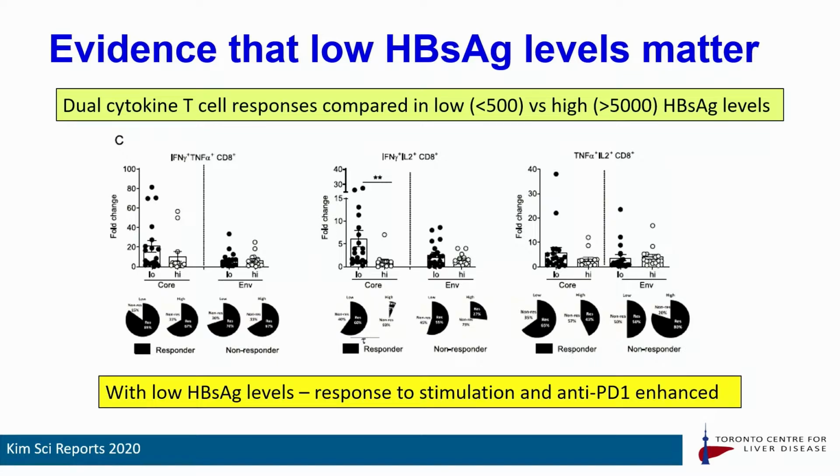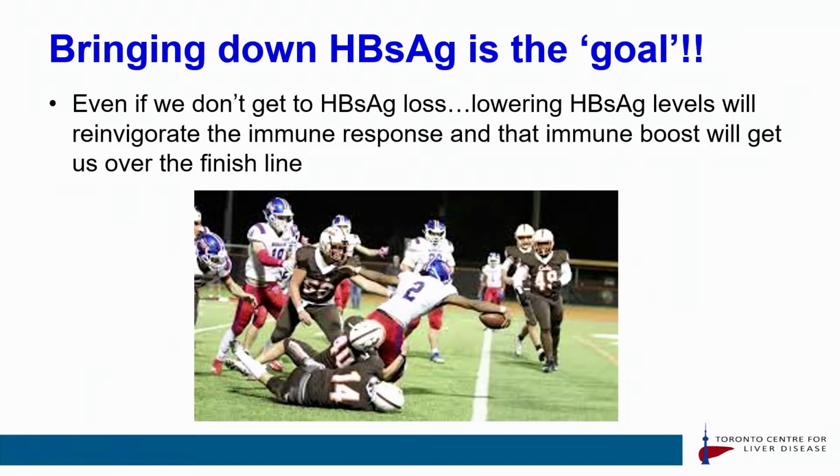This is just one paper from a couple of years ago that showed that you do see that patients who have, this is not with treatment, but lower S antigen levels below 500 or high S antigen levels above 5,000, the patients that had lower S levels were able to have a better response to HBV stimulation. Their HBV-specific T cells, in this case, just one figure, were able to produce dual cytokines better than the high antigen level. So suggesting that lowering S levels may still be helpful in terms of immune recovery.